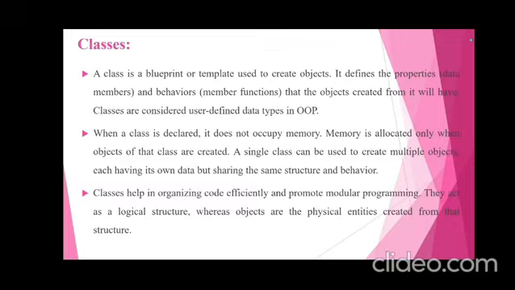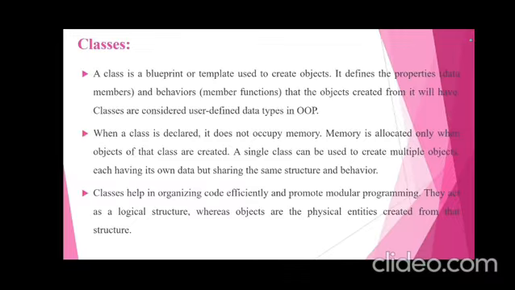And the next point is classes help in organizing code efficiently and promote modular programming. They act as a logical structure, whereas objects are the physical entities created from that structure, which means classes allow us to structure the program into smaller manageable parts, making the code easier to read, understand and maintain. A class is just a design or plan, and objects are the actual instances created from that plan which occupy memory and perform actions. So, classes define the structure and objects are the real implementations of that structure.